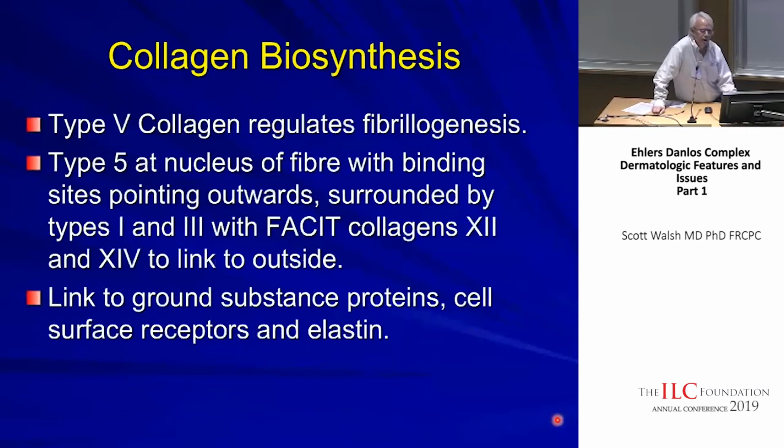So that was collagen biosynthesis, just bringing collagen 1 out. The same thing happens for collagen 3 and collagen 5. When we make the fiber, collagen 5 is at the nucleus, and it has those little arms that point outwards that bind other things. Collagen 1 and 3 surround it, and then these other collagens, 12 and 14, the FACIT collagens, bind it and bind to all the other proteins within the matrix.